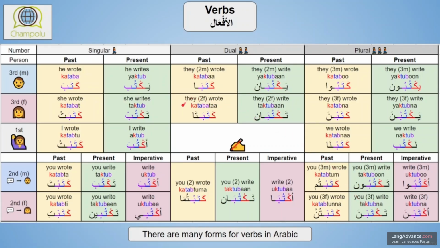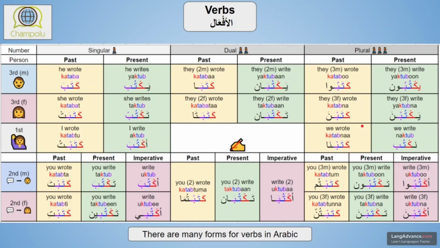And then moving to the imperative, you want to address a male person and tell him to write, so it's uktub. And addressing a female, it's uktubi. And for the imperative, you want to address two people, whether male or female, it's uktuba. And also for the imperative, when addressing a group of males, it's uktubu. And for a group of females, it's uktubna.